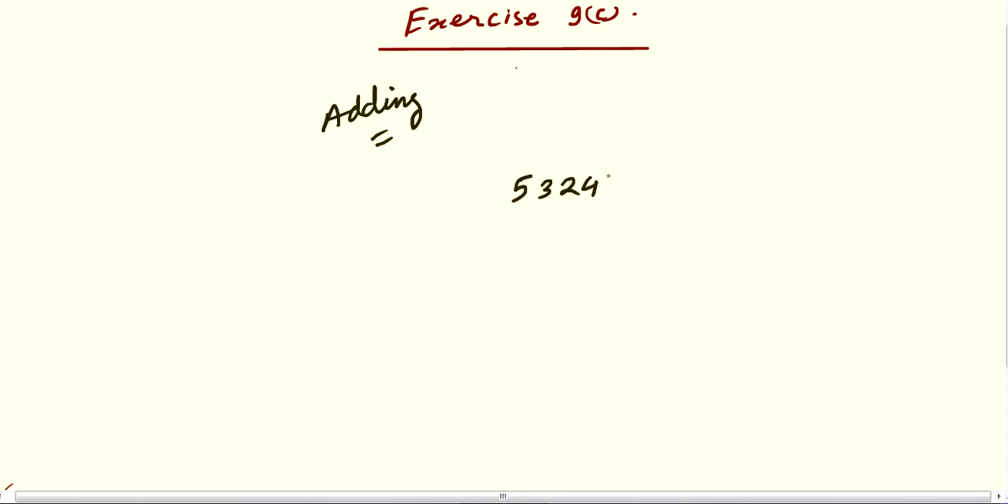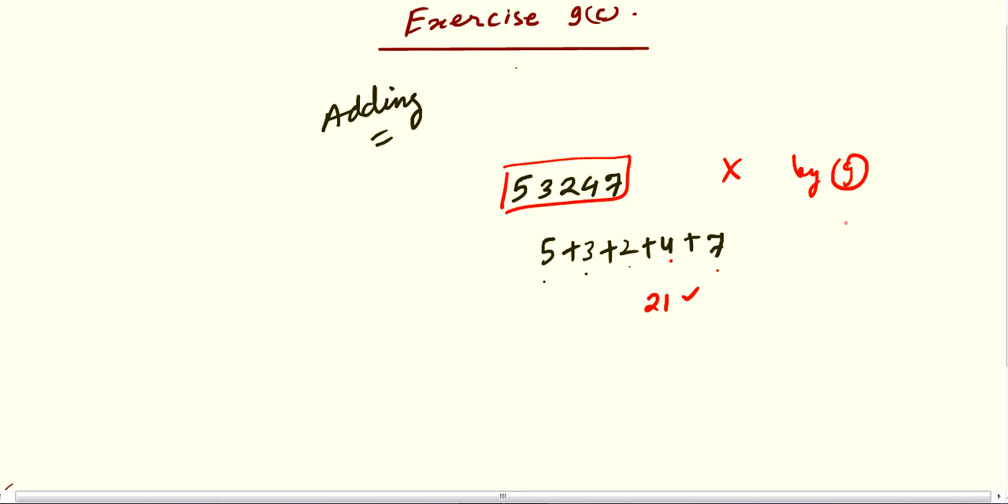Second question is 53,247. Now add this: 5 plus 3 plus 2 plus 4 plus 7. So 5 plus 3 is 8, 8 plus 2 is 10, 10 plus 4 is 14, then 14 plus 7 is 21. Now 21 is the sum we are getting here. Is 21 divisible by 9? No, it's not divisible. That means the given number is not divisible by 9, because the sum of digits is not a multiple of 9. Clear?